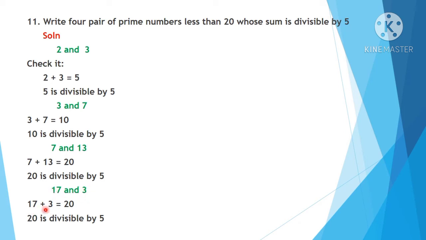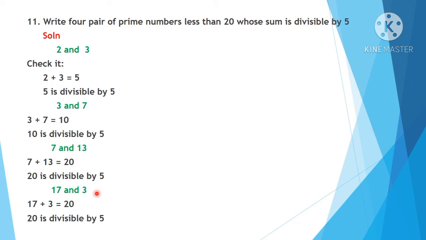You can write any pair of prime numbers, but when you add the two numbers, that answer should be divisible by 5. This is the pair I have taken. You can take any prime numbers and add and see, and you will get one answer, right? If that answer is divisible by 5, you can write that pair.